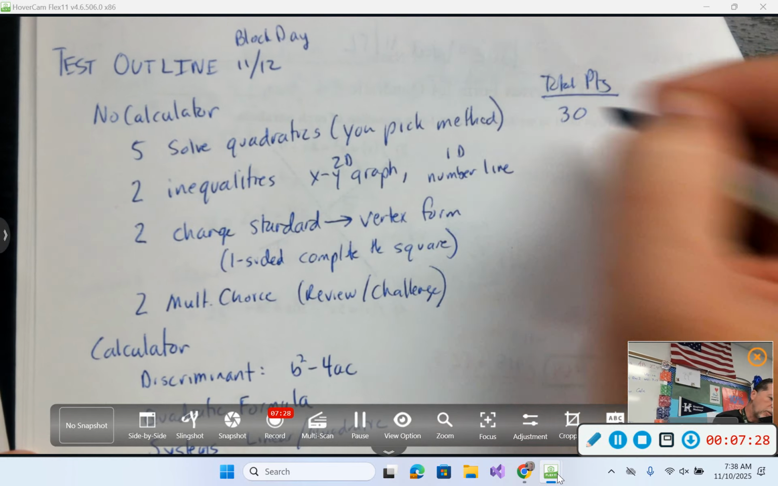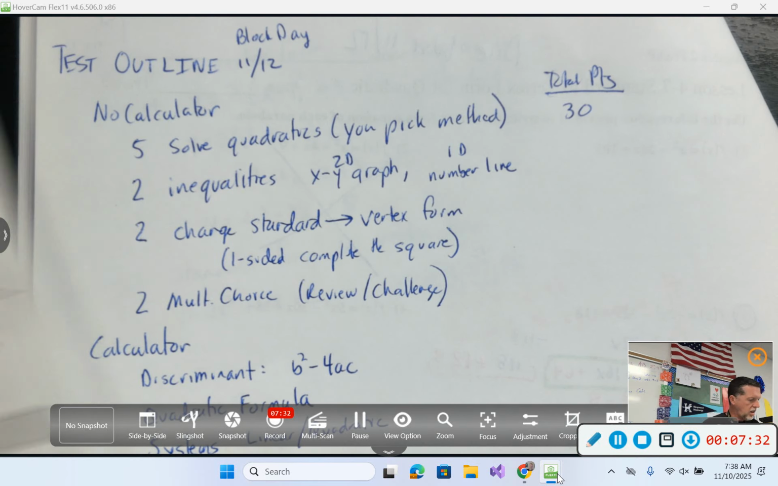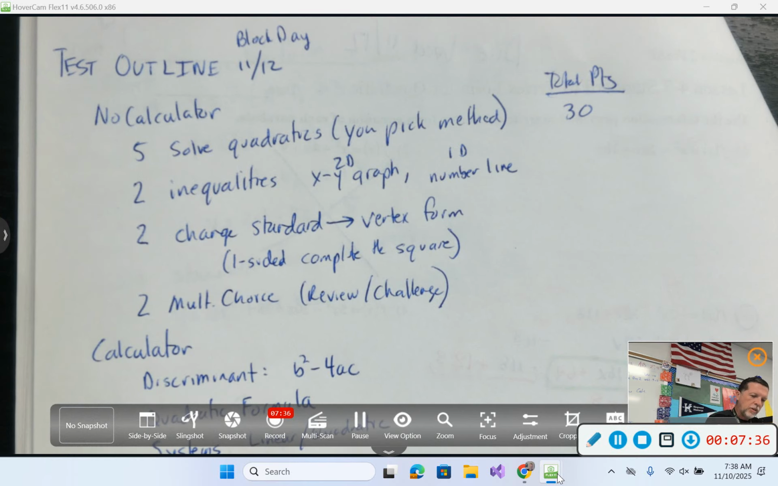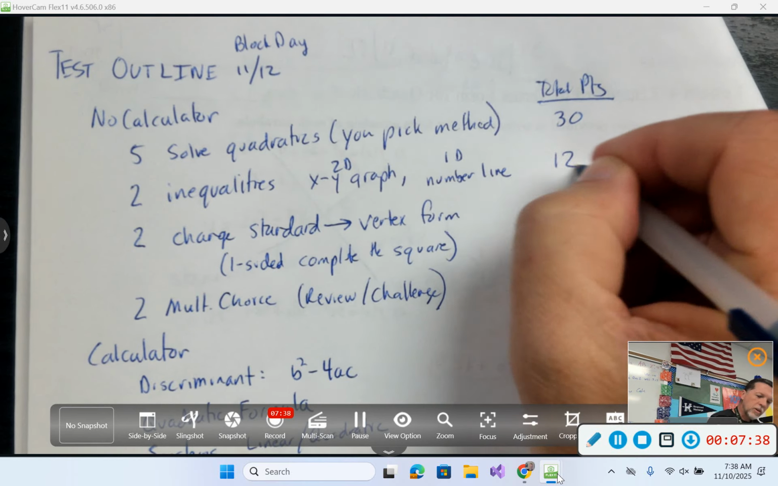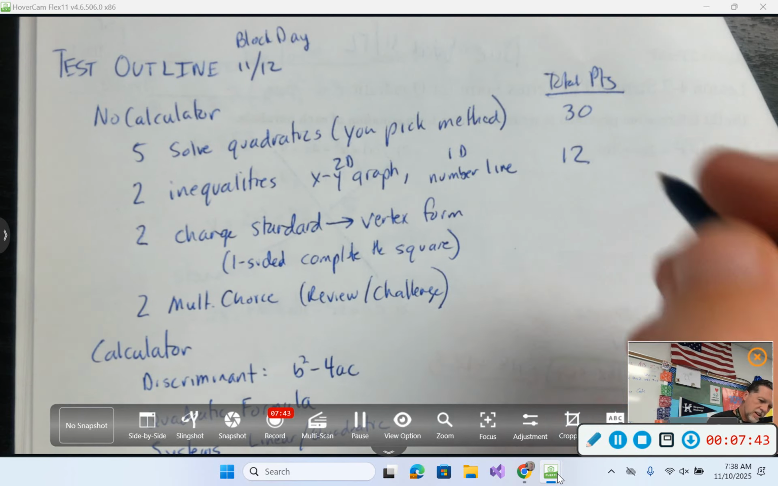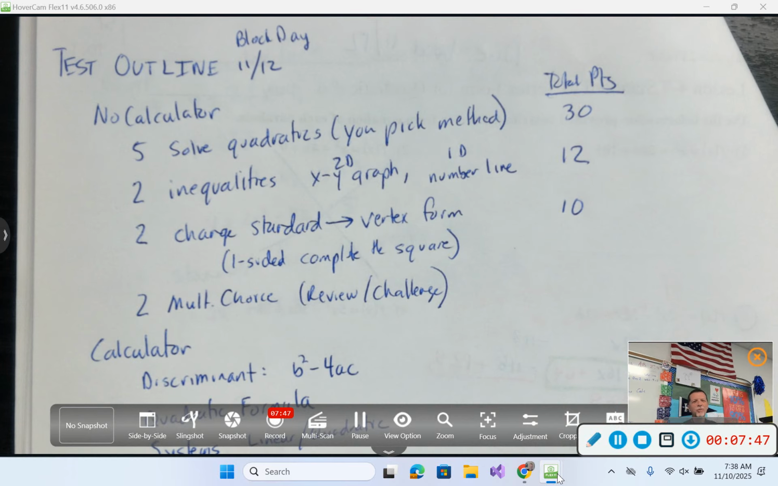So 30 total points for the solving quadratics. I'll let you do the math if you want to figure out how much each one is worth. 12 total points for the inequalities. 15. Thank you. Good work on your division. 10 total points for change standard to vertex. Go ahead. How many is that each? 5. Man, you guys are great.